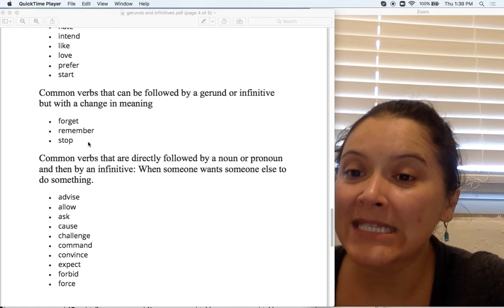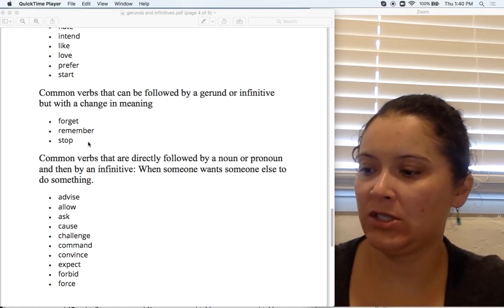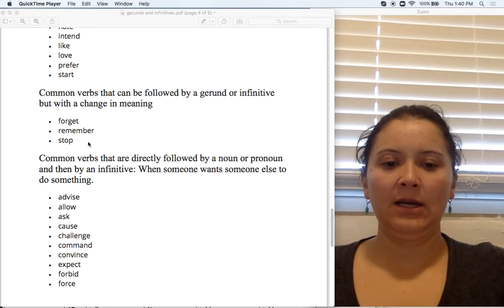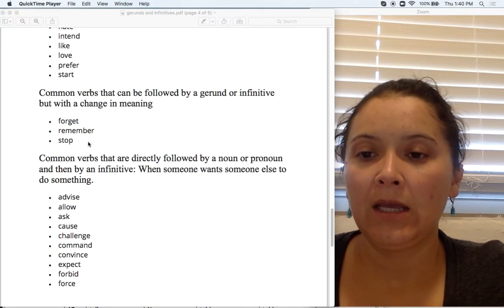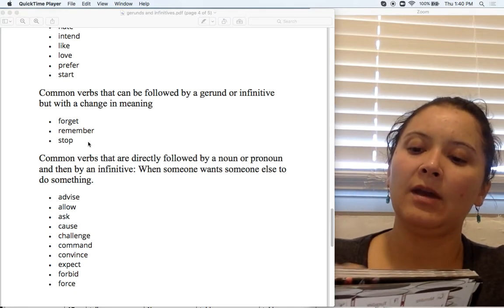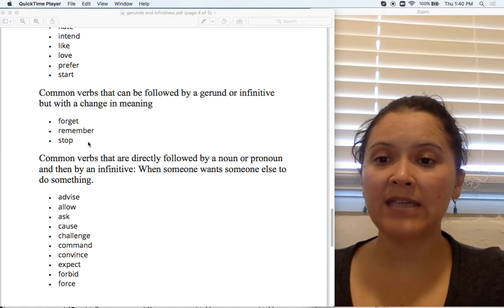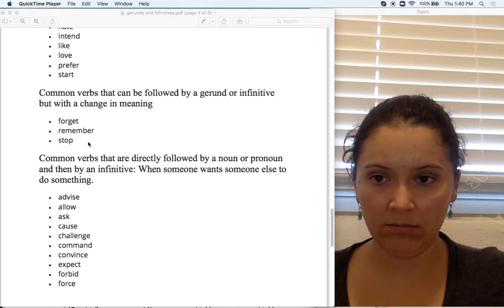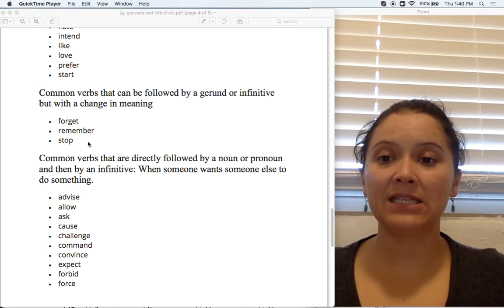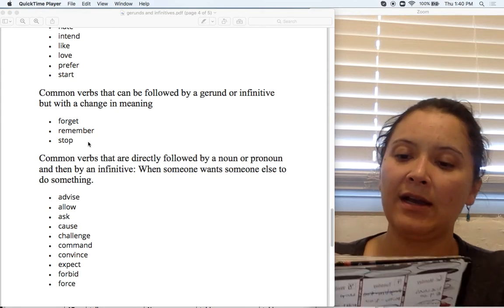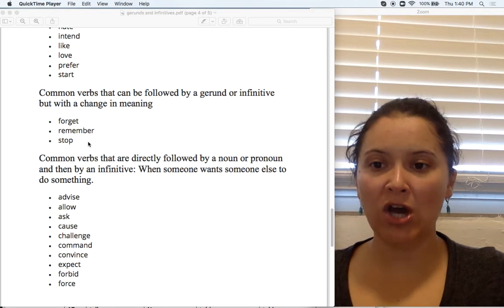Now let's talk about stop. When you have stop, let's just take a look at this right here. You have an ongoing action, right? I could say, here's my ongoing action, and I stopped. So I would say, I stopped writing. Yeah, I stopped writing. So that's the gerund. I'm writing, right? And then I stop. I stopped writing.